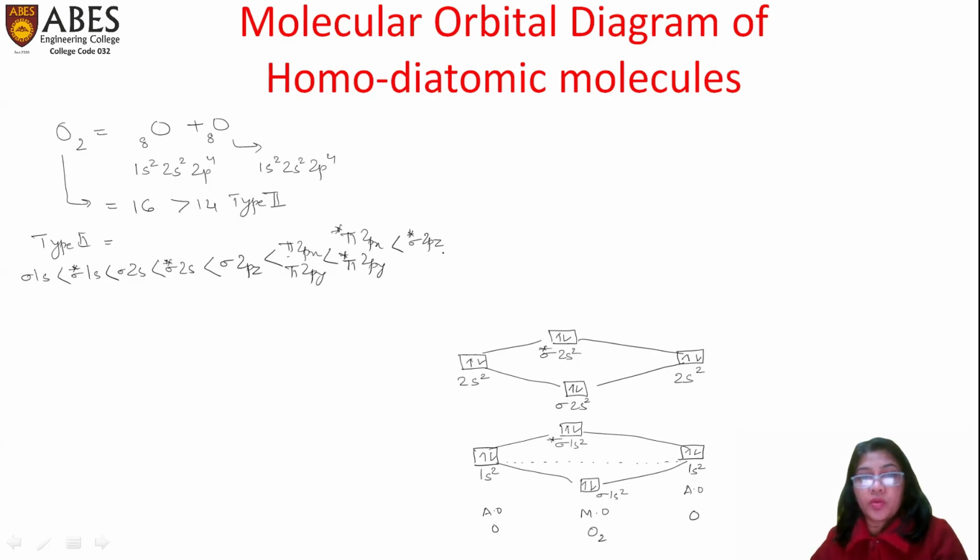Now we will combine the p orbitals of the oxygen atoms. Px, py, pz, px, py, pz. We have seen the configuration. Here sigma 2pz has the lowest energy, and then comes the energy of pi 2px and pi 2py. Now for antibonding also, pi star 2px and pi star 2py, and then comes sigma star 2pz.